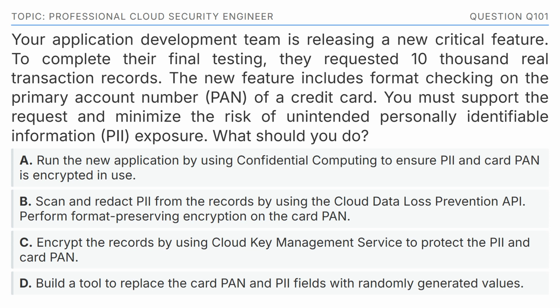What should you do? The options are: Option A, run the new application by using Confidential Computing to ensure PII and card PAN is encrypted in use. Option B, scan and redact PII from the records by using the Cloud Data Loss Prevention API. Perform format preserving encryption on the card PAN. Option C, encrypt the records by using Cloud Key Management Service to protect the PII and card PAN. Option D, build a tool to replace the card PAN and PII fields with randomly generated values.